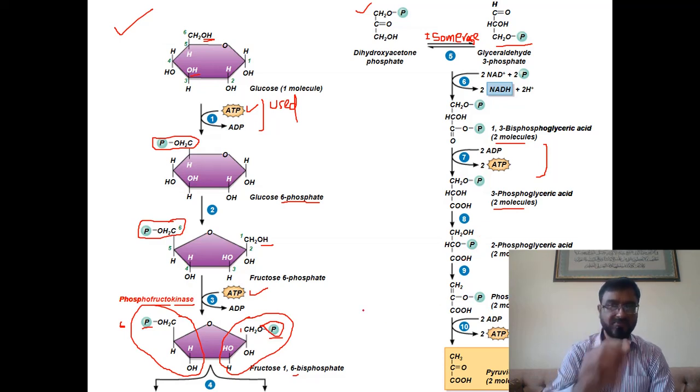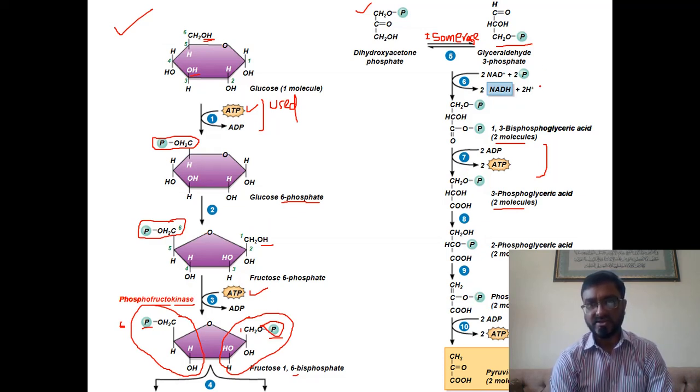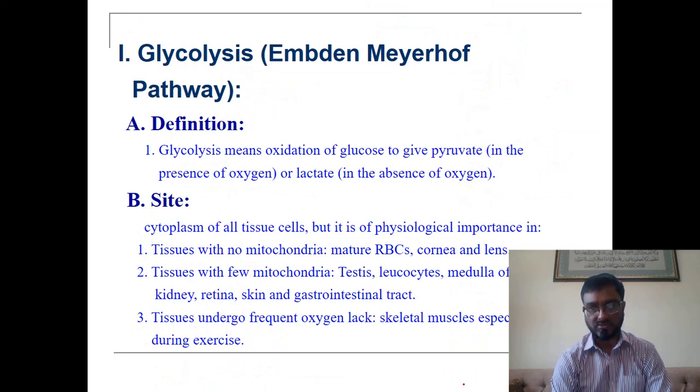So the initial 4-5 points are energy consuming, and later these points are energy producing, in which energy is produced in the form of NADH as well as ATPs. In these two steps, energy is produced in the form of ATP. And the final endpoint is the pyruvic acid. Two molecules of pyruvic acid are generated. CH3, C double bond O, COOH. This is the pyruvic acid.